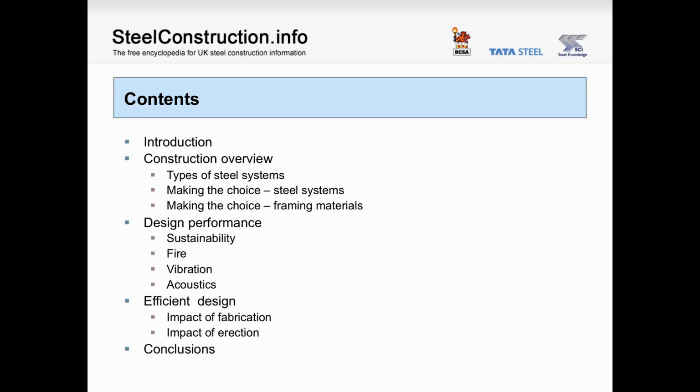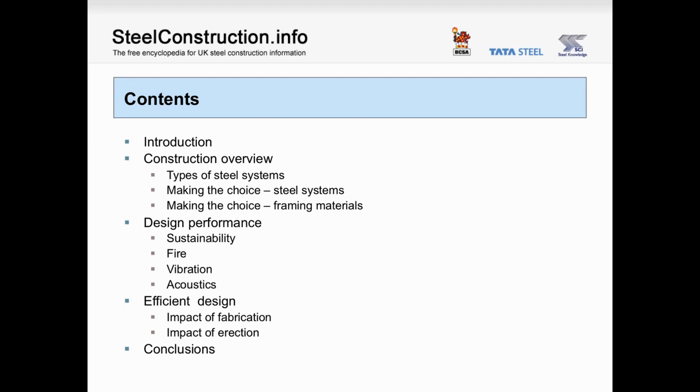We'll start the presentation with an introduction covering a bit of history for steel floor construction and how it's evolved over time. Then we'll have a look at different forms of construction currently used in the market. Following that, we'll move on to an overview of the design performance of steel floors. Everything that we'll cover in this section is considered in greater depth in other CPDs. So if you're interested in more detail on any of the topics in this section, you can watch the appropriate CPDs to learn more. And finally, we'll have a look at other aspects of what we've termed efficient design.